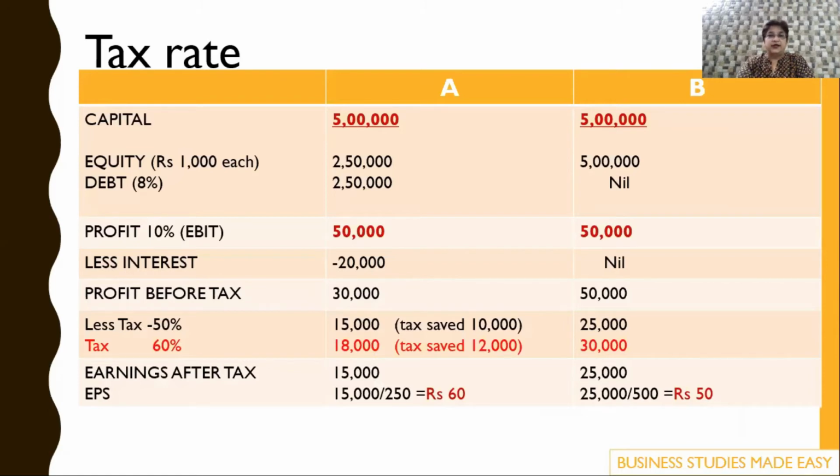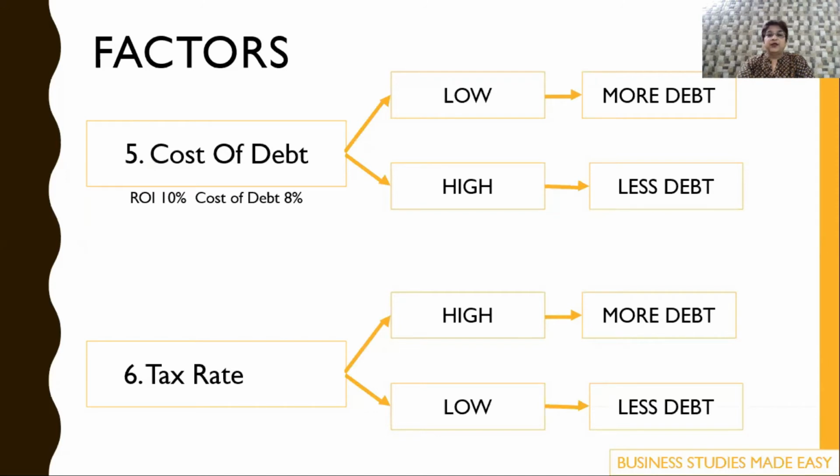Now let us take the case where the tax rate has gone up to 60%. Now 60% of 30,000 comes to 18,000. And 60% of 50,000 in case of B comes to 30,000. Now the tax saved is 12,000. More the tax saved, more will be the benefit to the equity shareholders. So if the tax rate is high, the finance manager will go in for more debt because debt will become even cheaper. And if the tax rate is low, then the finance manager will go in for less debt.